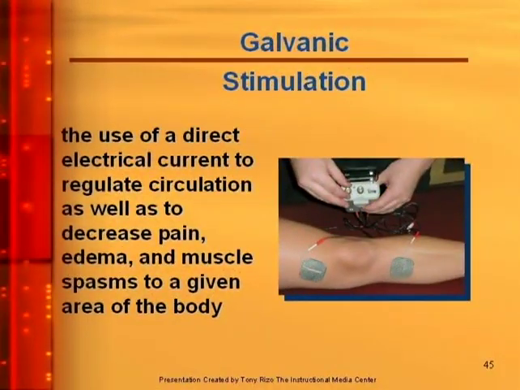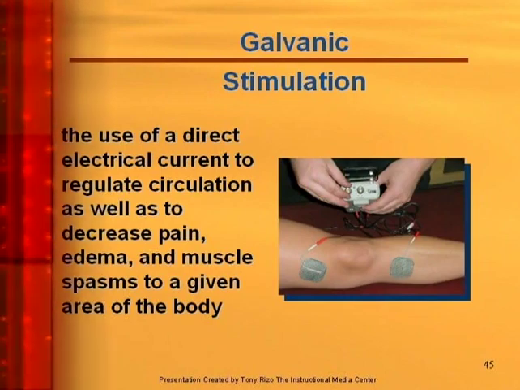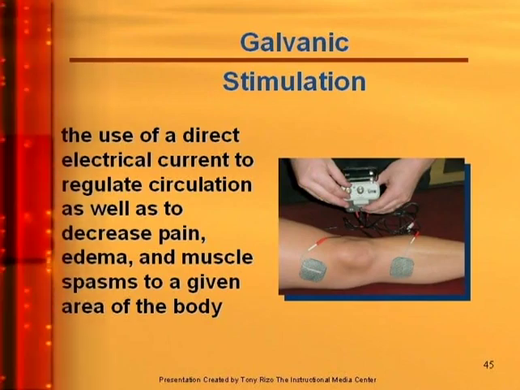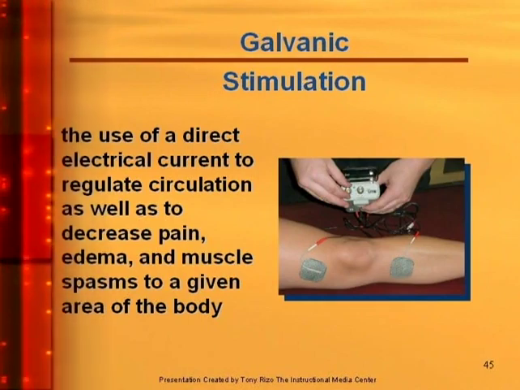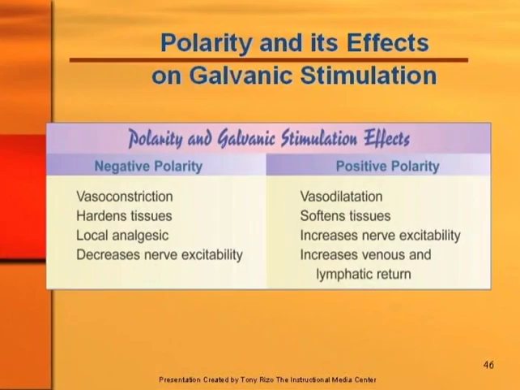Okay, another modality is called a galvanic stimulator. Once again, everything here will either increase or decrease the blood flow. You have the ice, you have the heat, now you have the galvanic stim. One of the things you look at for this is that there's a positive polarity and a negative polarity.